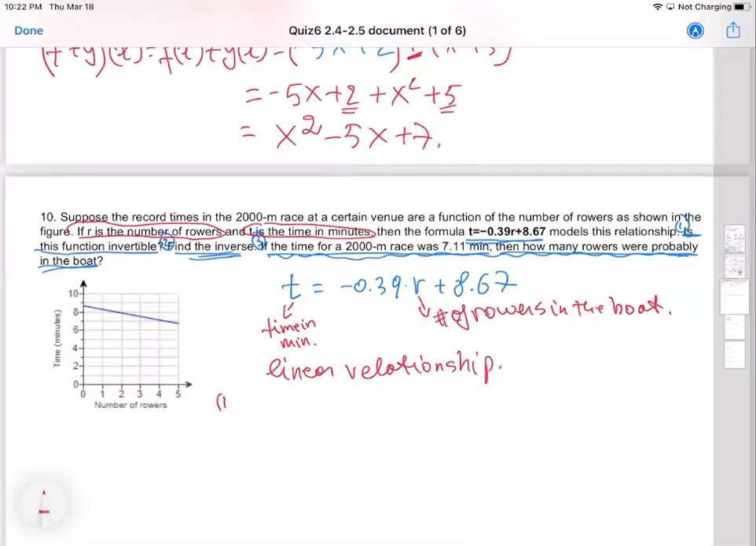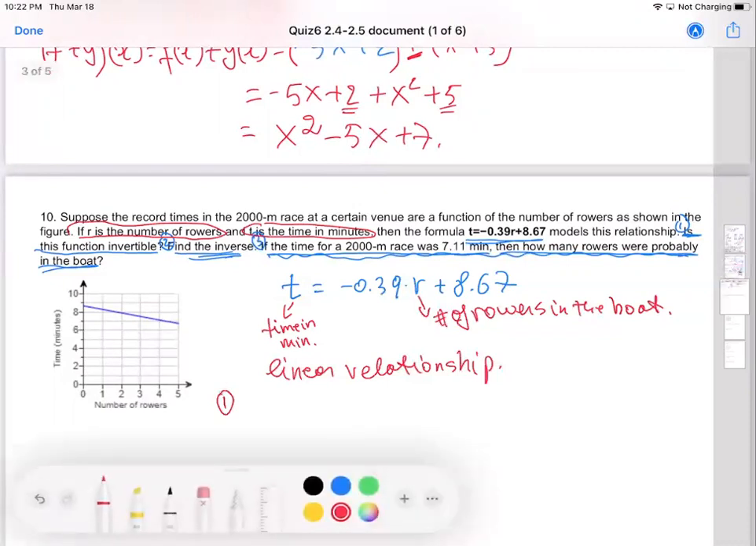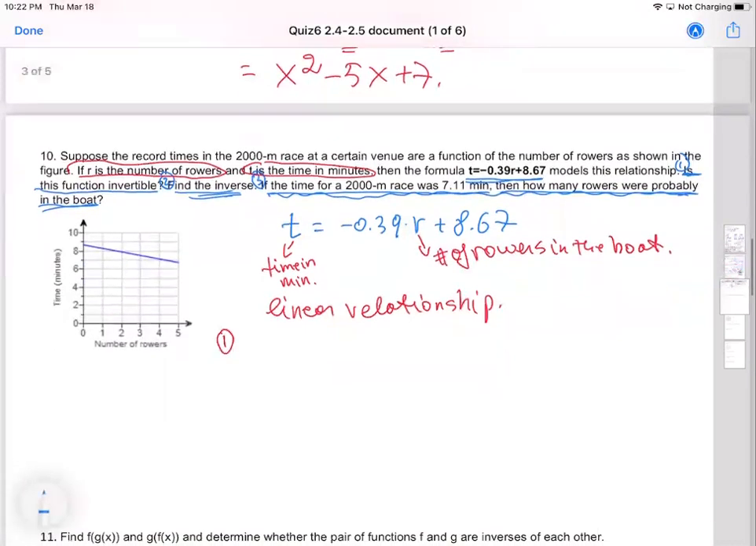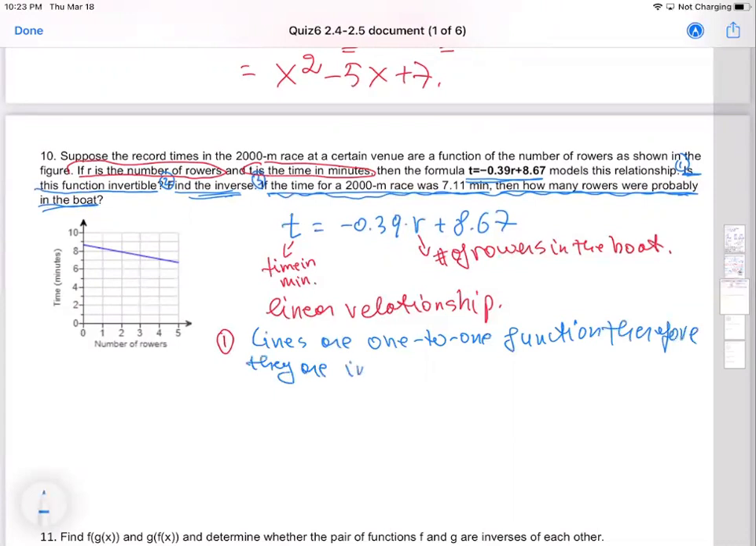Okay, so let's answer the first question. Is the function invertible? As we talked about earlier in the previous example, an invertible function is a one-to-one function. And lines are one-to-one functions, therefore it's invertible. So lines are one-to-one functions. Therefore, they are invertible.